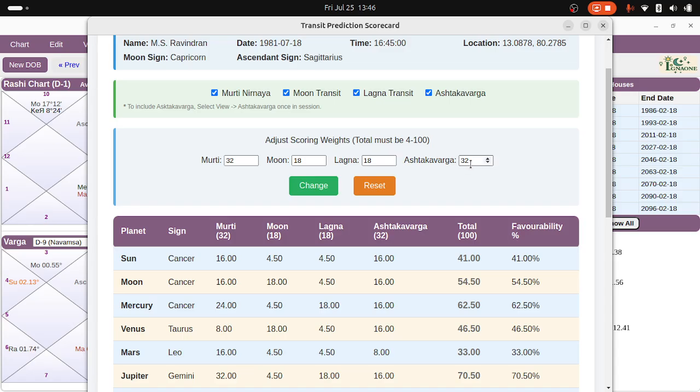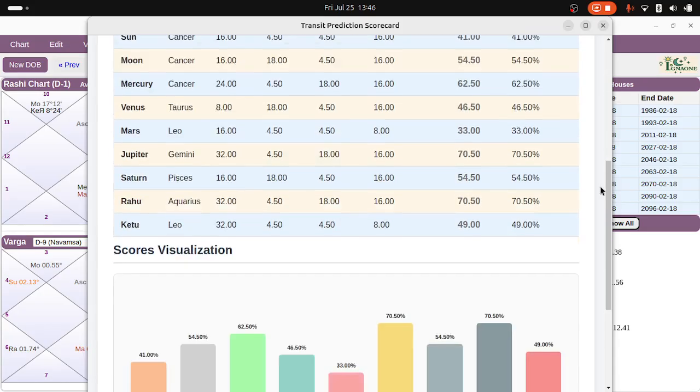So you can change around. Let's say you want to give 25 to Ashtak Varga, change it to 25. Click change here, it changed here. And obviously the addition of these three is showing up here, 93. You just changed it. So again going back to 32, and it is back, or you can do a reset. It goes back to that only. So default weights have been restored. So this is what it is, friend.